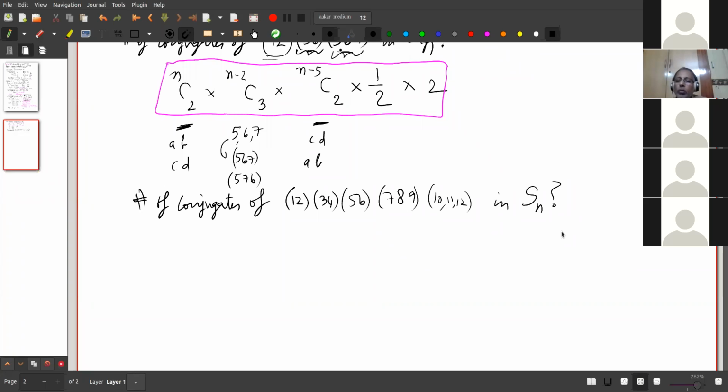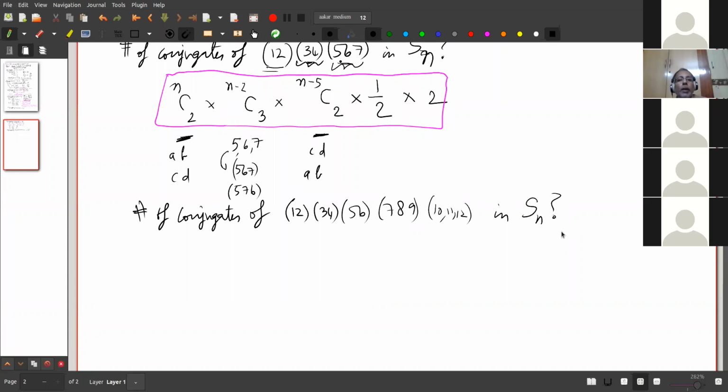You just continue. One possibility is just continue the same kind of thing. N combination 2. Then N minus 2 combination 2. N minus 4 combination 2. Multiply by 1 upon 3 factorial.